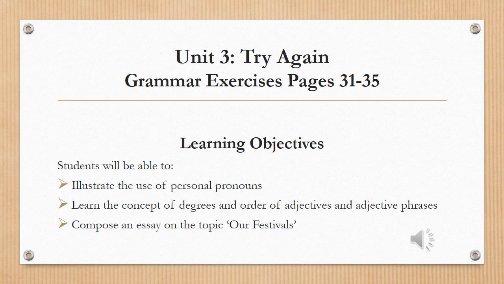As you can see in the caption, it is mainly about the grammar exercises of Unit 3, Try Again. Objectives: after watching this tutorial, you will be able to learn about personal pronouns, order plus degree of adjectives, and adjective phrases. In addition to this, you'll be able to write an essay on the topic, our festivals. So let's begin.